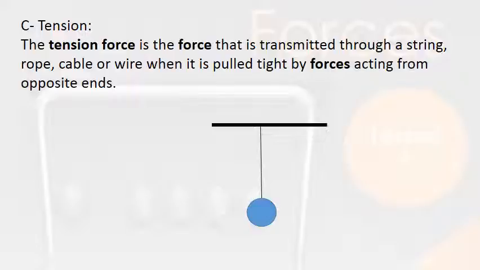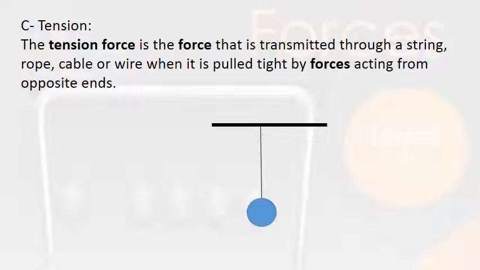Tension. The tension force is the force that is transmitted through a string, rope, cable, or wire when it is pulled tight by forces acting from opposite ends. So the tension is a type of resistive force opposite to the force acting on the string.